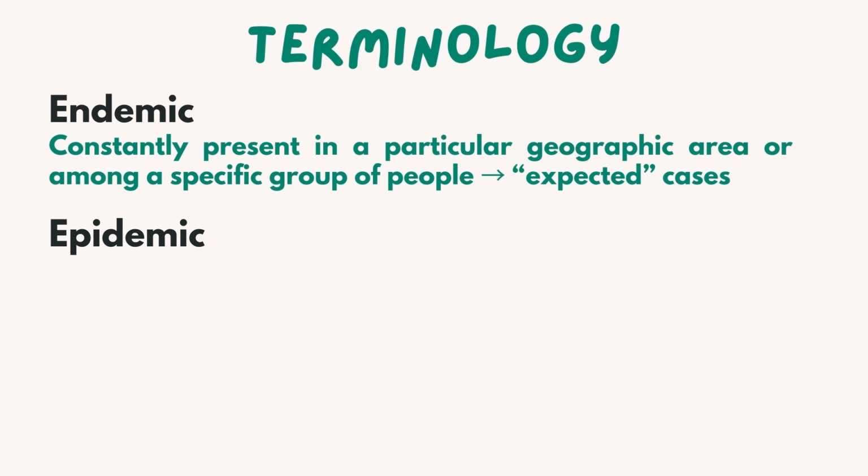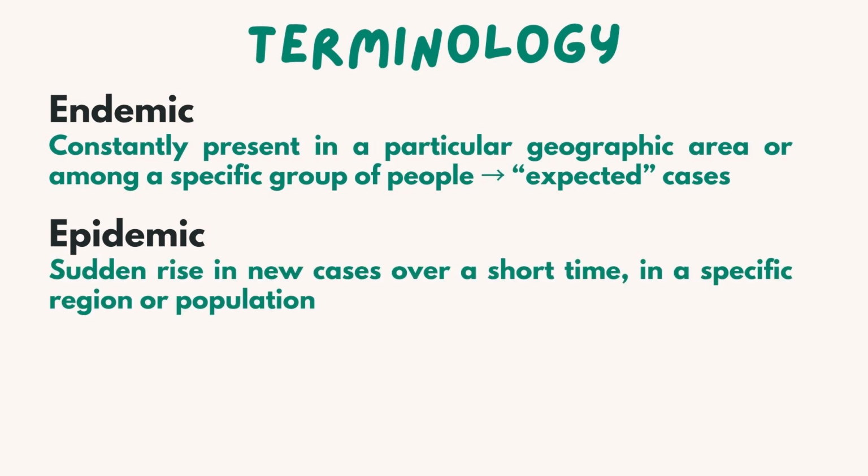Next in line, epidemic. An epidemic happens when a disease spreads more rapidly and widely than what is normally expected in a specific region or population. It often takes health systems by surprise and leads to a sudden rise in new cases over a short time.